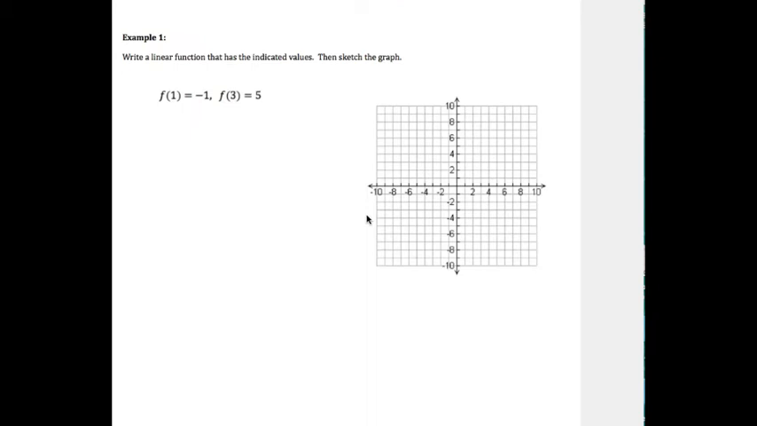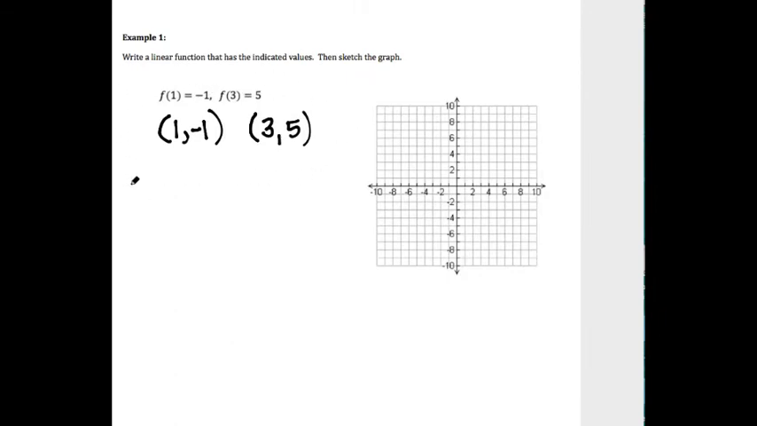Example 1. Write a linear function that has the indicated values, then sketch the graph. So notice we're talking about function notation here. As far as function notation goes, we have to write out what ordered pairs we're actually given. So this first one, f of 1 equals negative 1, means we're given the ordered pair 1, negative 1. The x value is 1, the corresponding y value is negative 1. We're also given the ordered pair 3, 5. If you recall back to a previous section, we need to write the equation of the line that passes through these 2 points.